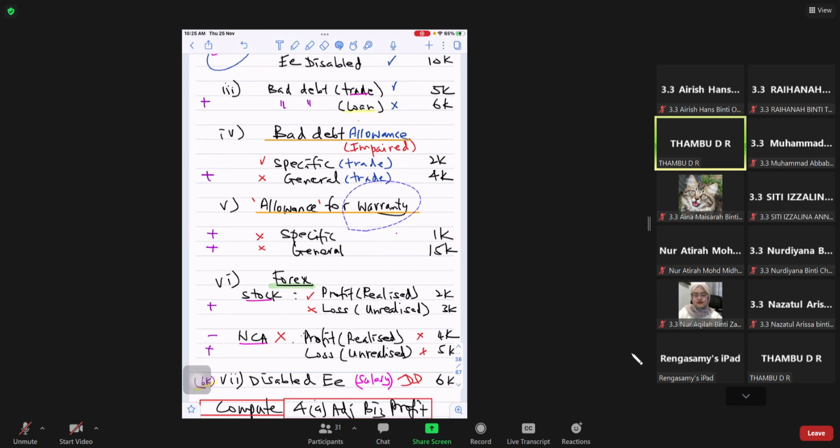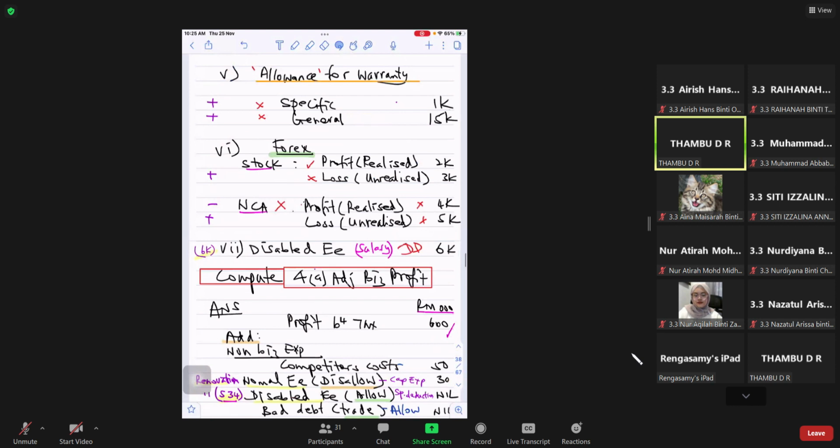Even though taxation also works on accrual basis, certain items, especially allowances, do not use accrual, sales accrual, purchases accrual. Allowance for warranty cannot. Until you pay, we don't allow. So therefore, add back.